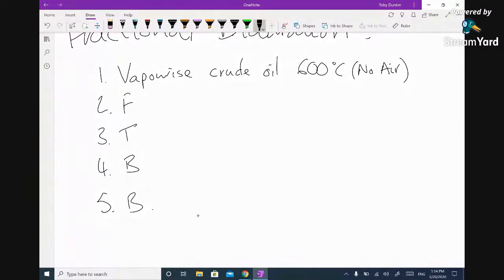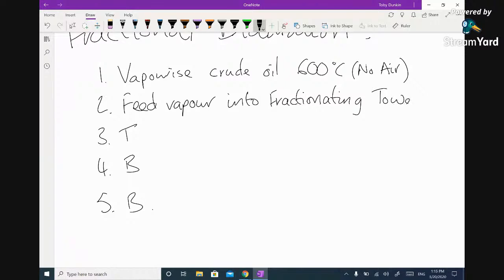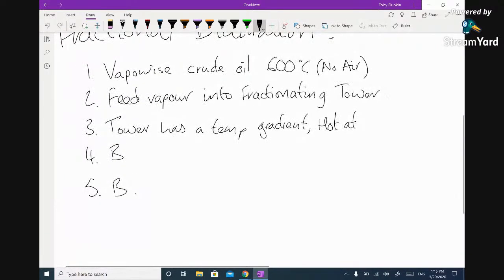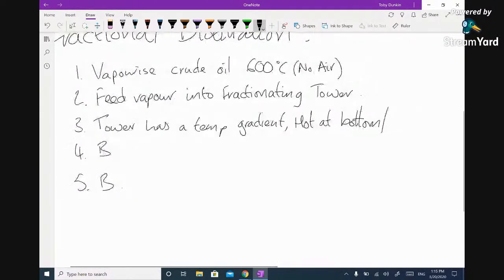Second step is we're going to feed vapor, and of course vapor means gas, into a fractional tower, distillation tower if you prefer, fractionating tower. Right, now I need to say what's special about the tower. The tower has a temperature gradient, and then you have to say what the gradient is. So it's hot at the bottom, warm at top, warm top.